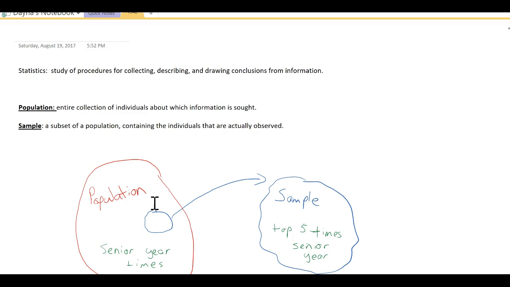And so we have to be able to distinguish the difference between population and sample.